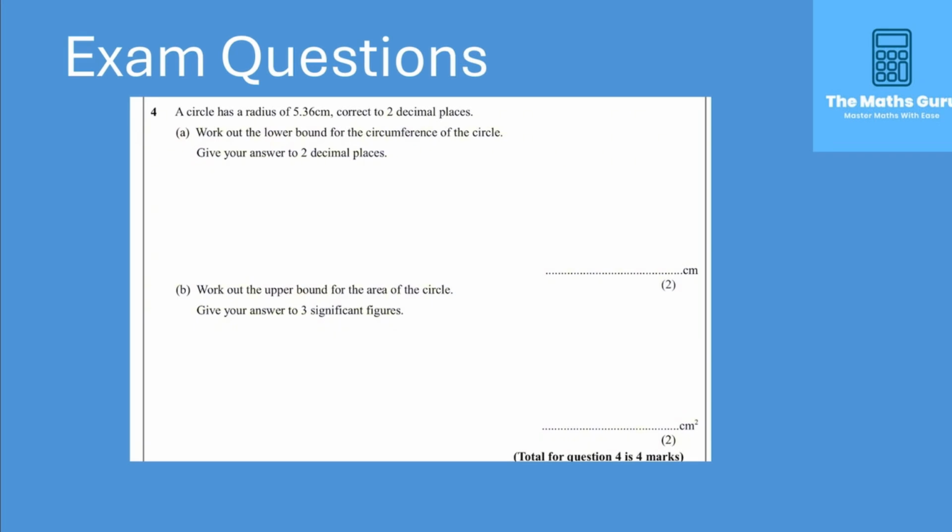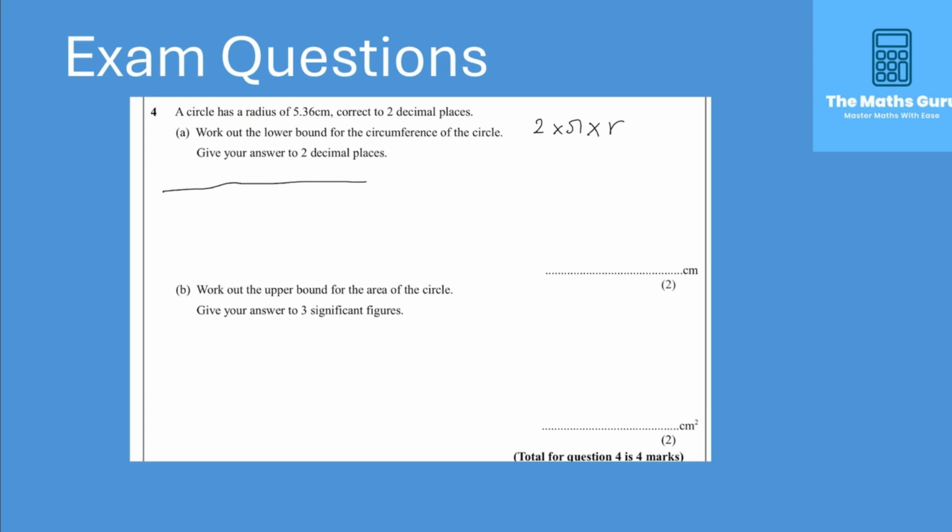Okay, looking at the next question, it tells us that a circle has a radius of 5.36 centimeters, correct to 2 decimal places. We're told to work out the lower bound for the circumference of the circle. Remember, our circumference of the circle is given by 2 times pi times r.